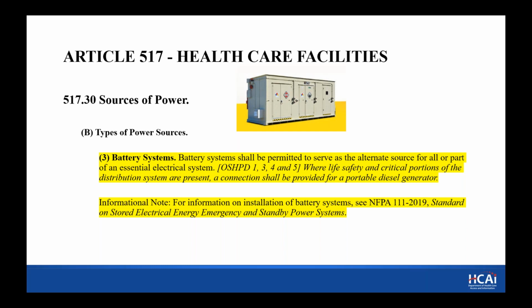The other acceptable emergency power source besides generators and fuel cells are batteries. This allows that batteries are acceptable means of emergency power sources. Again, there's a requirement for a portable generator that would need to be connected without modifying the existing building wiring system. And there's an informational note about NFPA 111 that has requirements for stored electrical energy for standby systems.